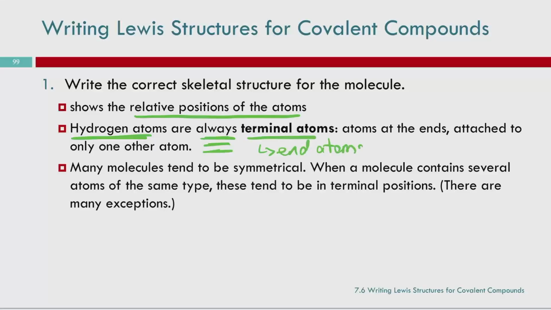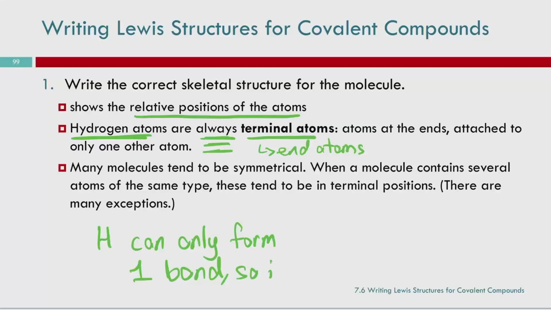They are on the end. They're only going to be attached to one other atom because they need a duet, which is 2 electrons. One bond is 2 electrons. So hydrogen can only form one bond. So it must be on the end. You can't put it between two things.